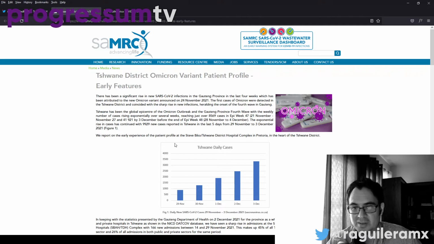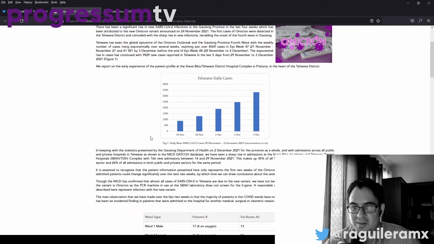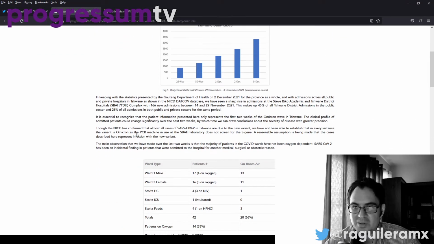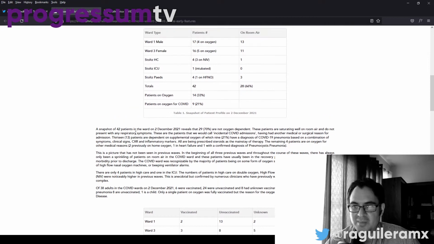So what's the evidence here? This is data only from Gauteng province. It is a province, I got it right. And I will show you. This is a very small sample, a very small one, so we can't really make definitive conclusions on the severity of Omicron based on this. But still, some data is better than no data, right? And what does it say here?